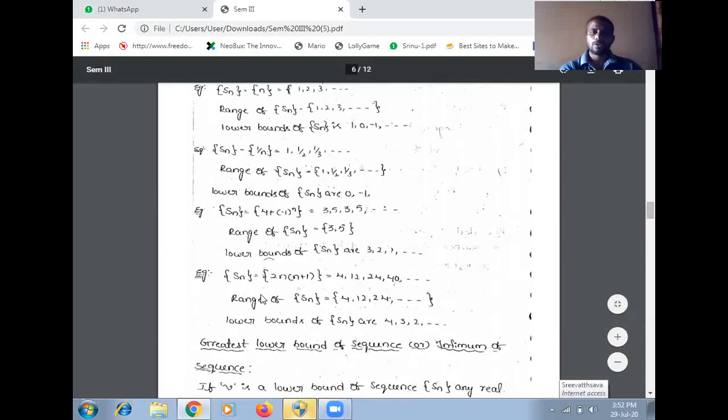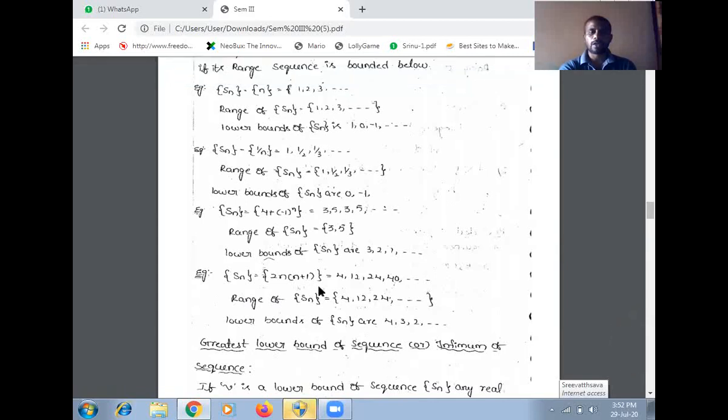Sn equal to 2n into n plus 1. If n equal to 1, the first term is 4. If n equal to 2, we get the second term is 12. If n equal to 3, we get the third term is 24. If n equal to 4, we get the fourth term is 40.